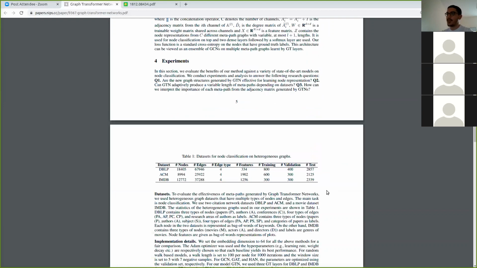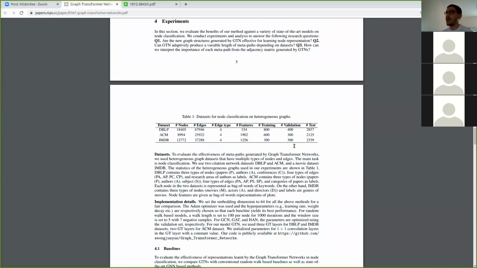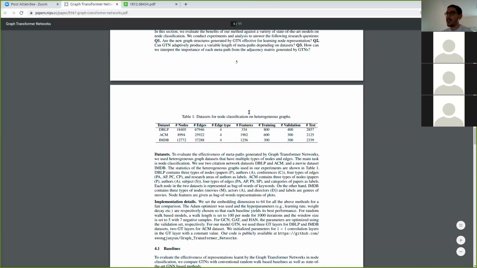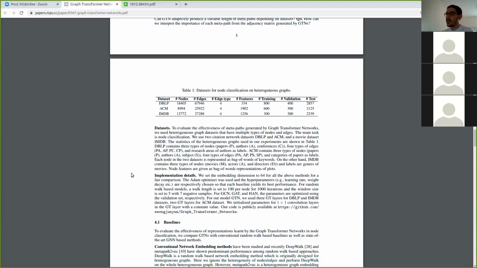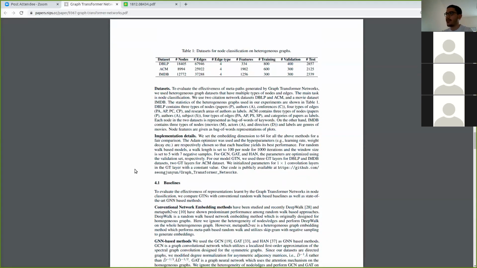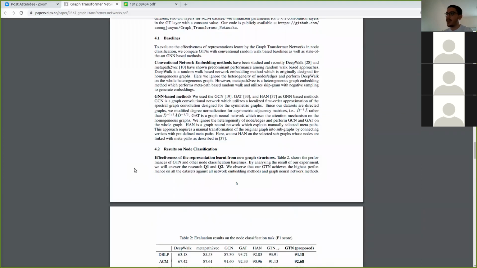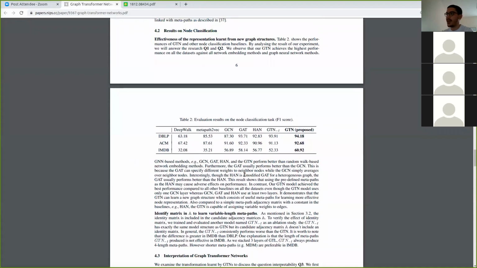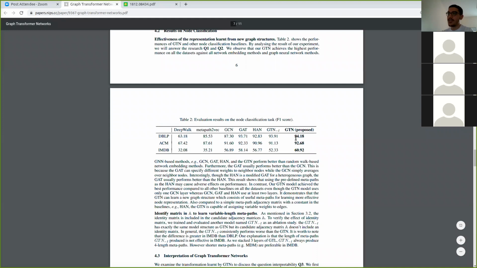Okay. So in terms of experiments, the data sets used are 2 citation networks and the IMDb data set. There are 4 edge types for each one, so that's a nice, equal baseline. I don't have much to say about this section, so let's skip to the results. It reaches state-of-the-art performance in terms of F1 score on the node classification task on these data sets.